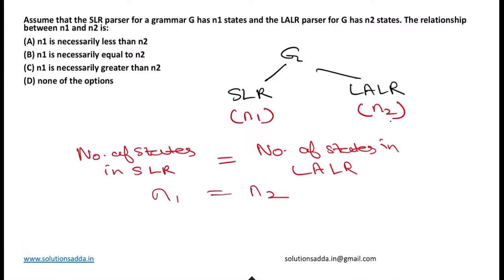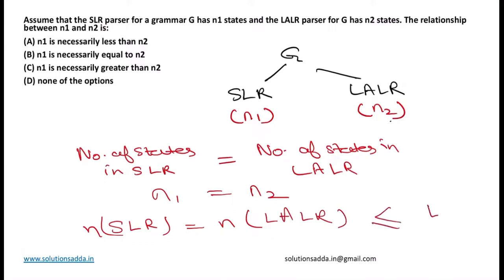Also we know that the number of states in SLR and LALR are less than or equal to LR1. Okay, so keep this also in mind that the SLR number of states is equal to the number of states of LALR, and they are less than or equal to the number of states in LR1. Therefore, option B is correct, that is N1 is necessarily equal to N2.